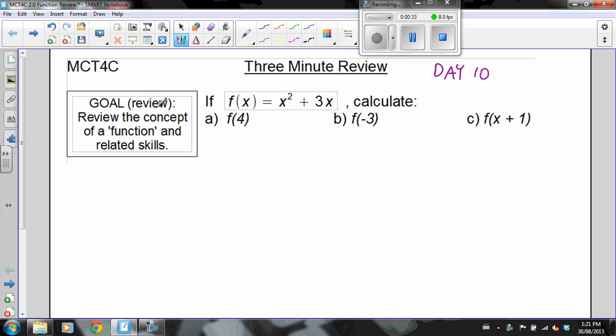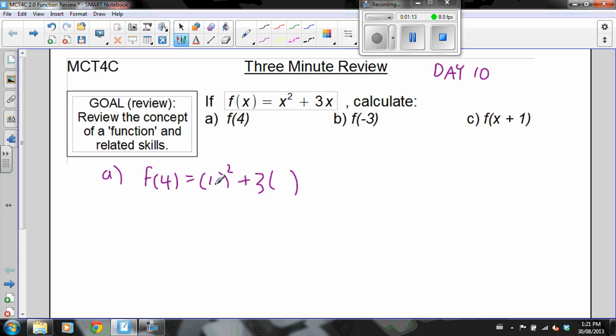The 3-minute review goal is to review the concept of function and related skills. Specifically today, the 3-minute review is function notation, and it's not that difficult. Essentially, when you have a function, the x is the input. No matter what the rest of the rule is, wherever there's an x, and x becomes something else like 4, it becomes 4 elsewhere in the function.